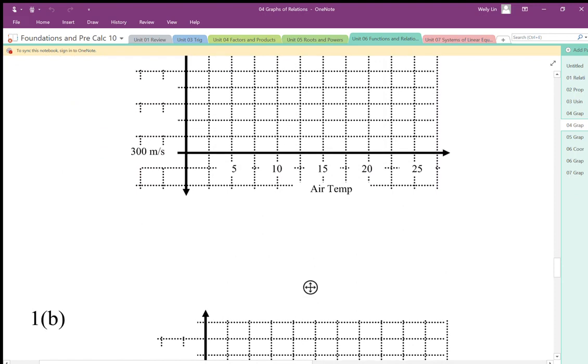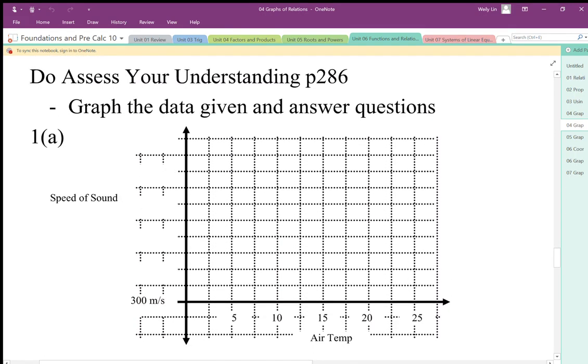Make sure that you have a printout of this graph, or you can do this on graph paper if you like, but make sure you know how to graph these, and then you can check what the solutions look like in the next video.